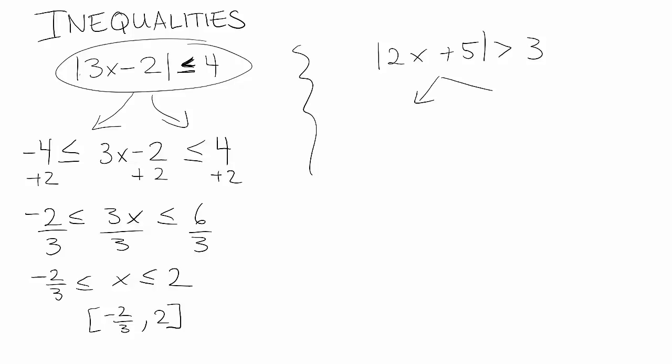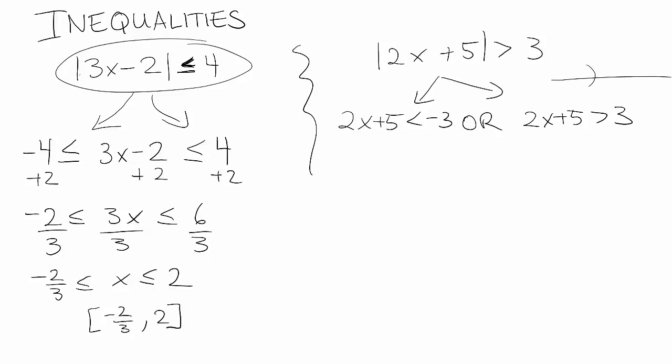Well, it's greater than, so we have an or statement of the outside part. So either 2x plus 5 is less than negative 3 or 2x plus 5 is greater than 3. So you've got your outside parts. So now you can solve, and it's an or statement. 2x, subtract the 5, negative 8. So then when you divide, you have negative 4. Or subtract the 5, you get negative 2. Divide, you'll get greater than negative 1.